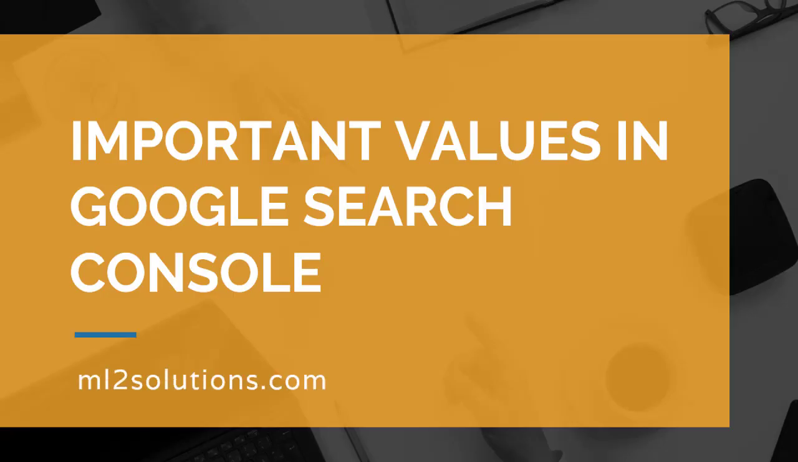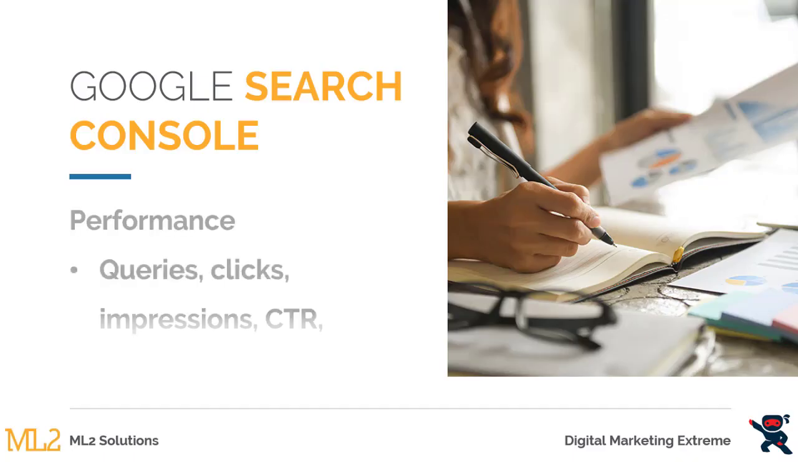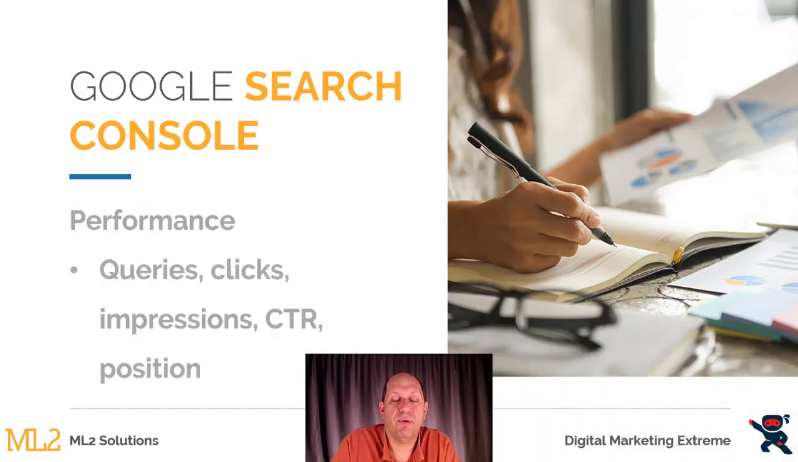Let's discuss some important values in Google Search Console. Google Search Console actually provides a lot of information about your website, and they break it down into sort of groupings. The first one they call performance. This is basically values that your website might have, like queries. These are cases where someone types in some sort of search term and your website shows up.